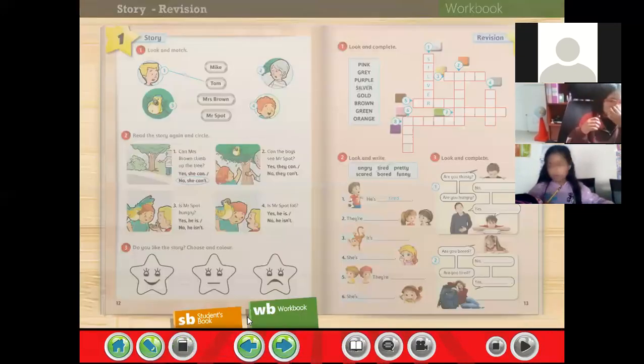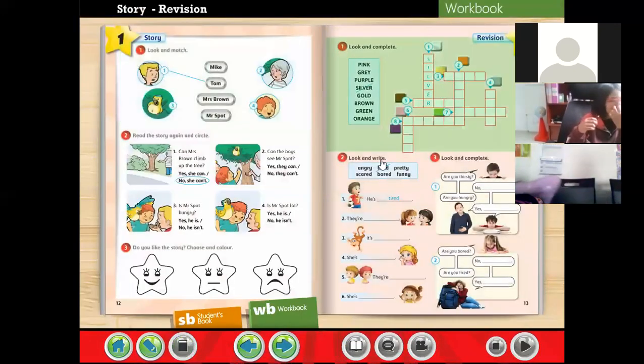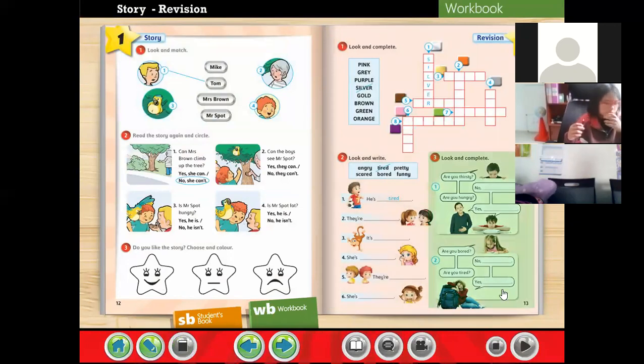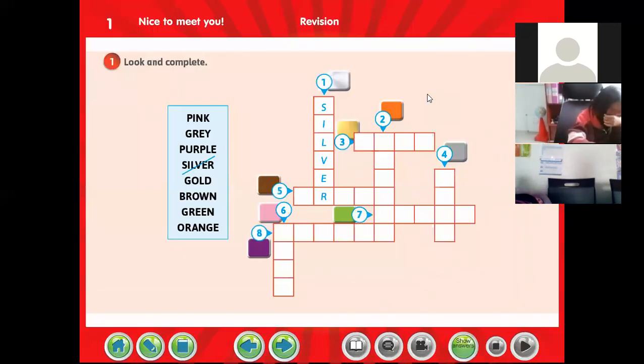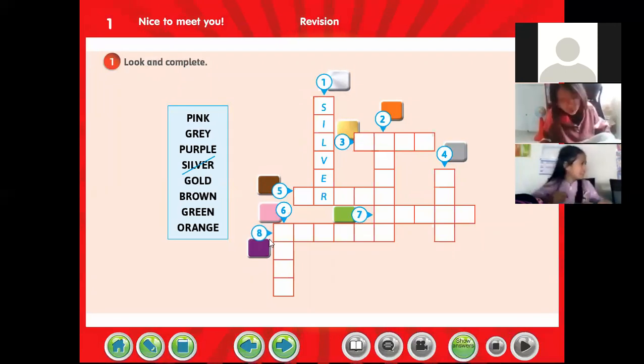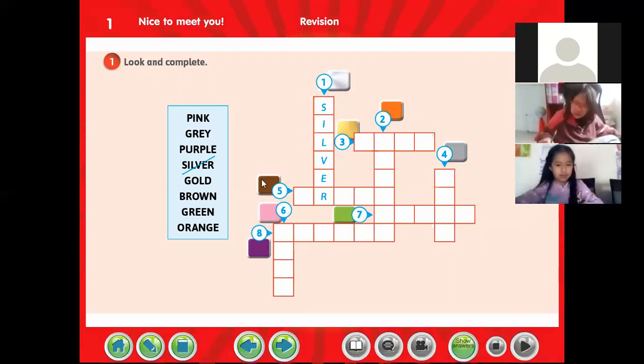Okay? Now, let's start with this. One, two, and three. Then we play a game, okay, my friends? Let's go now to the page 13. Let's go to the revision. Let's complete with colors. Okay? Colors. Again, I need seven students, seven volunteers. Raise your hand.